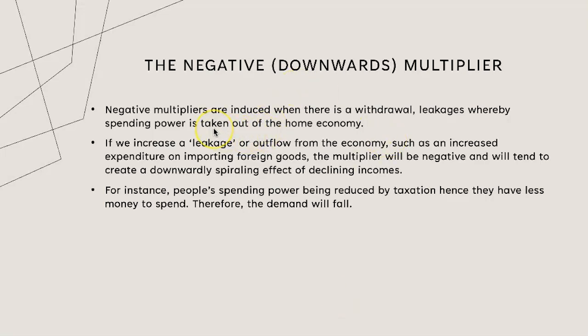The next multiplier process is the negative multiplier. Right? The negative multiplier is induced when there is a withdrawal, leakage, whereby the spending power is taken out of the economy. If we increase a leakage or outflow from the economy, such as an increase in expenditure on imported foreign goods, okay, jadi kita lebih kepada investment kepada luar negara, kita membazirkan duit di luar negara, the multiplier will be negative and will tend to create a downwardly spiraling effect of declining incomes.